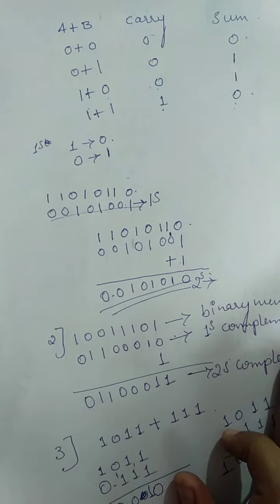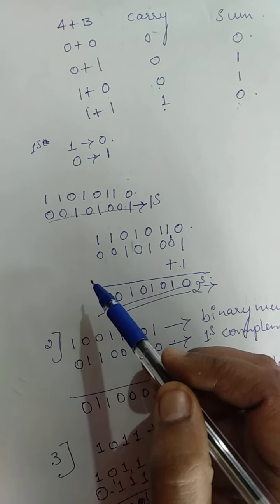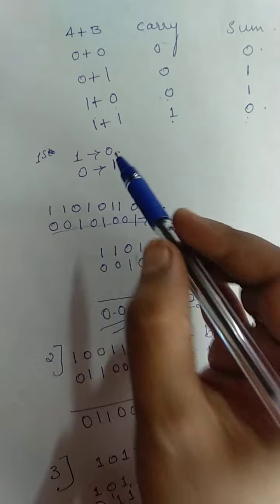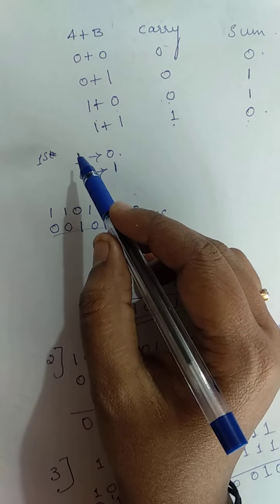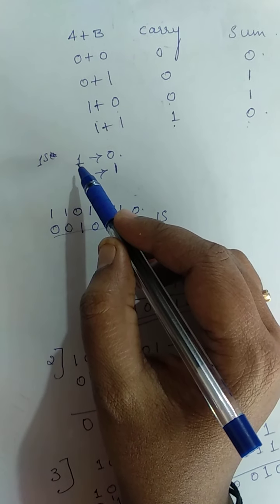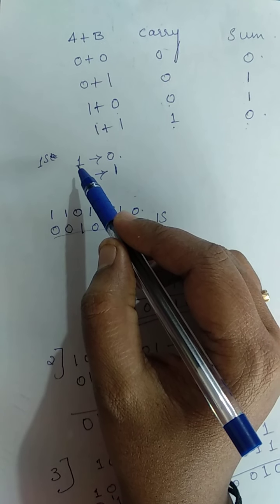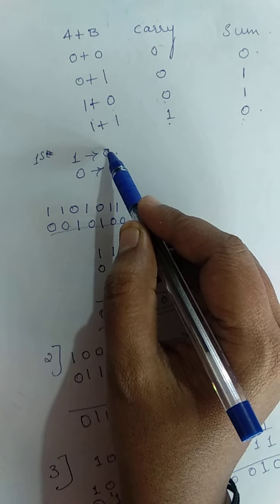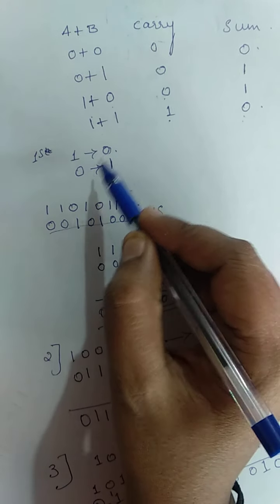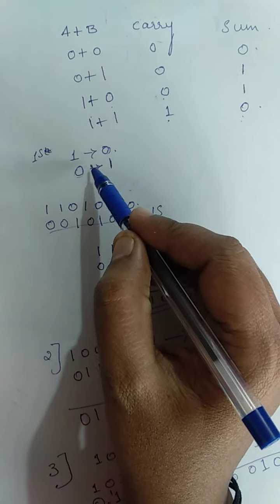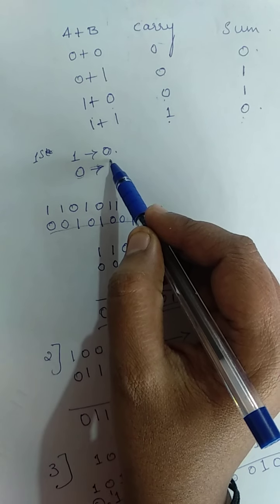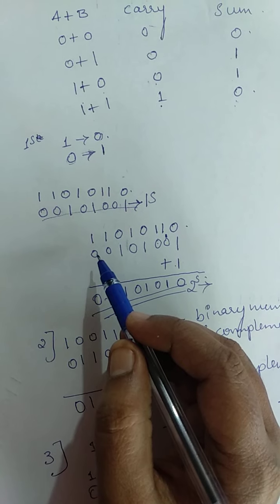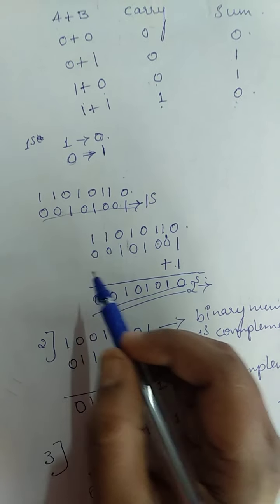So while calculating the ones complement, what are we doing? Just keep in mind that if we get 1 in the number, then we write it as 0. If 0 is there, then we write it as 1. So we have already solved the example for ones complement.